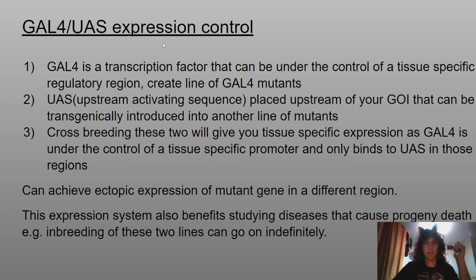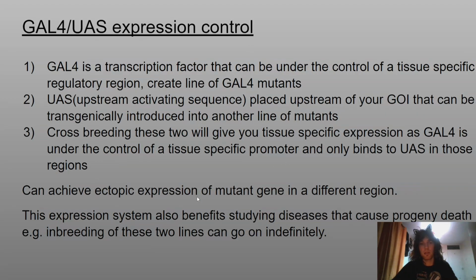So GAL4 is a transcription factor, and then you put this under a tissue-specific regulatory region, and you create a line of GAL4 mutants that only express GAL4 in a specific tissue. Let's say in your heart, it only expresses GAL4 in your heart. And then you create another line of mutants where your gene of interest is under the control of an upstream activating sequence. And then you have your two mutants and you crossbreed them. And then this mutant has your gene of interest in all of its cells, but is only activated by GAL4 in a specific tissue.